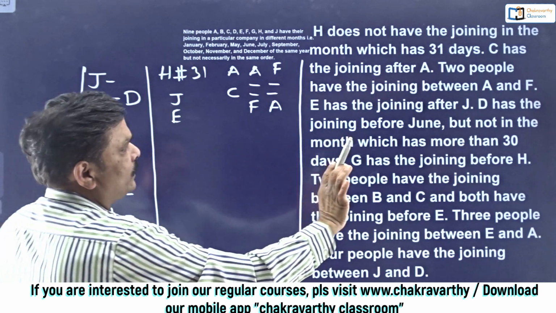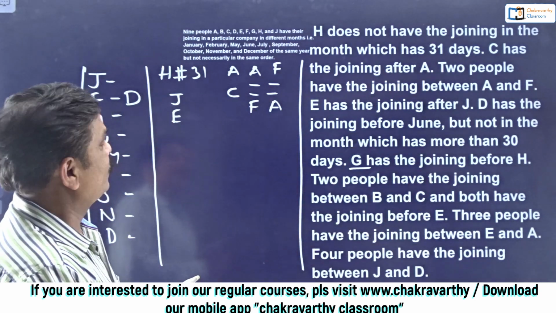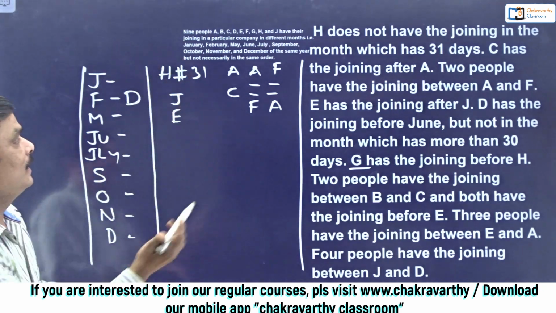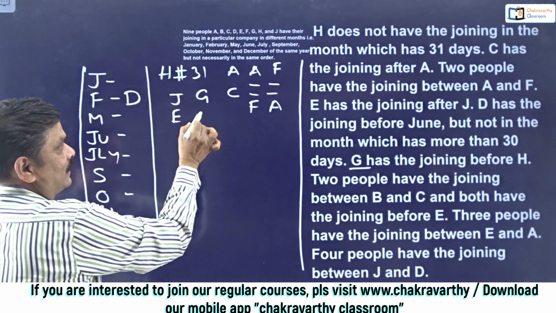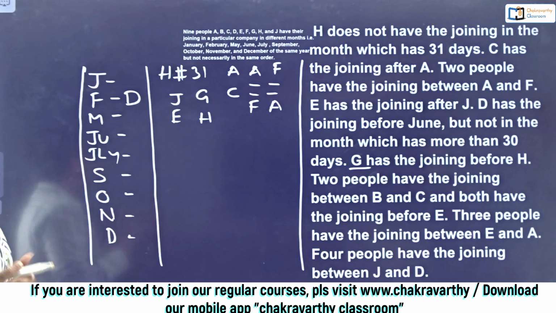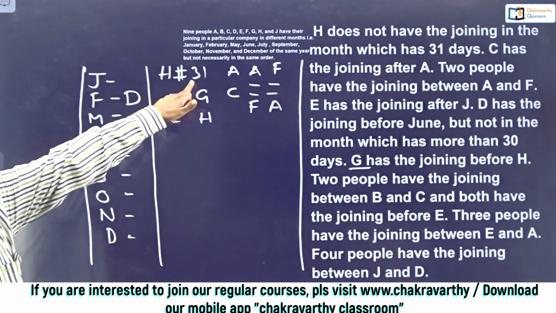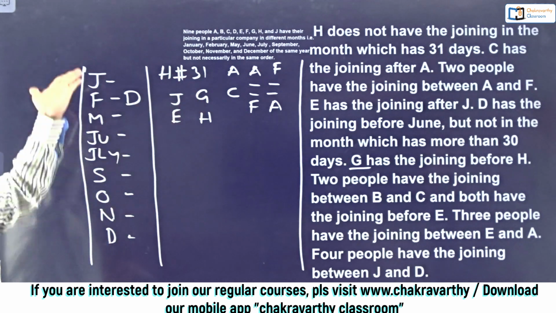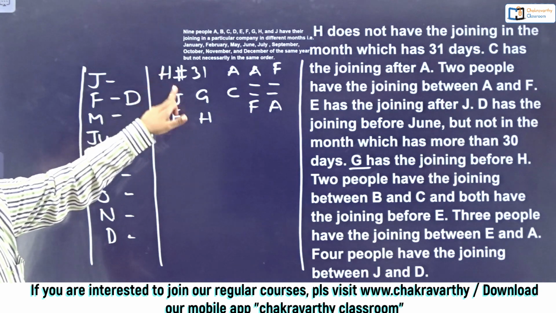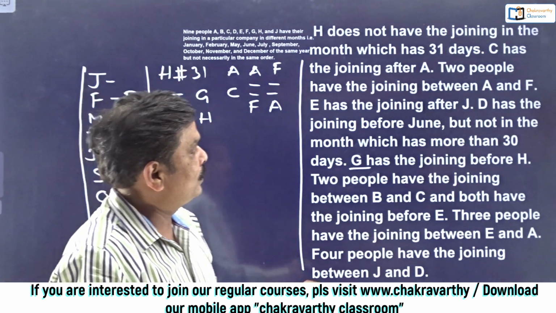D is over. Fantastic information I got. Then start with this one. G has the joining before H. One more data. G has joining before H. So suppose this is G, somewhere it is H. Again, no connectivity is there. I can't do anything here, isn't it? Now, only one data is there. H is not in the month which has 31 days, but many months are there which are less than 31 here. So I cannot correlate H with G based on this information. Keep it aside. Then go for the next information, students here.